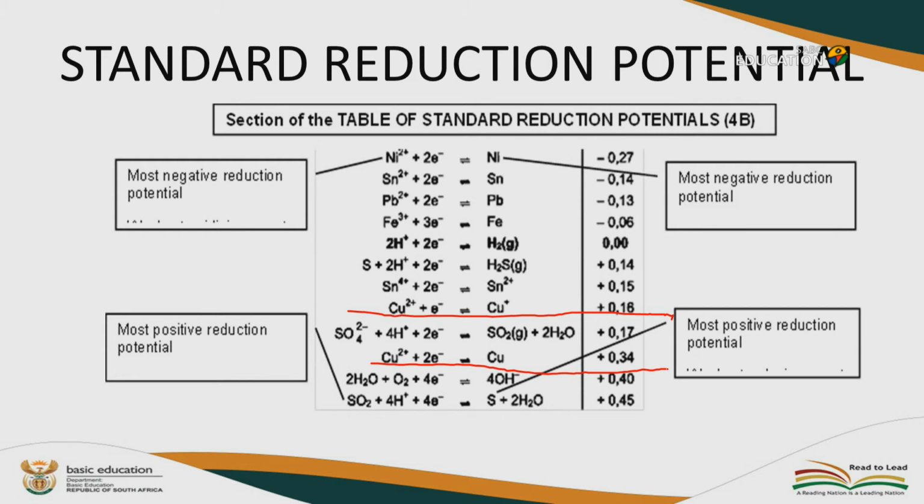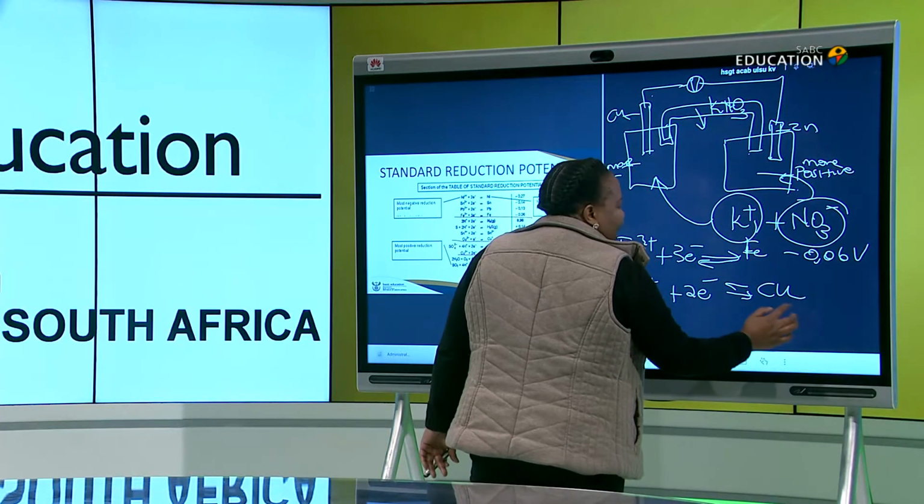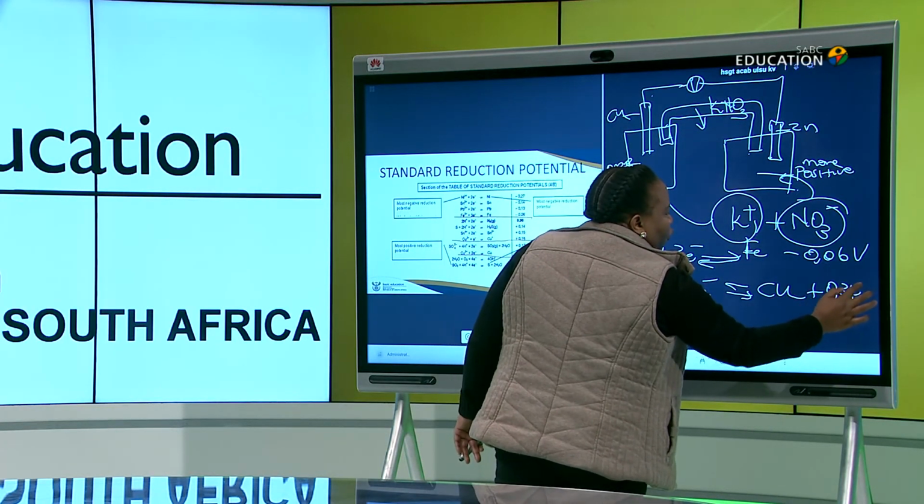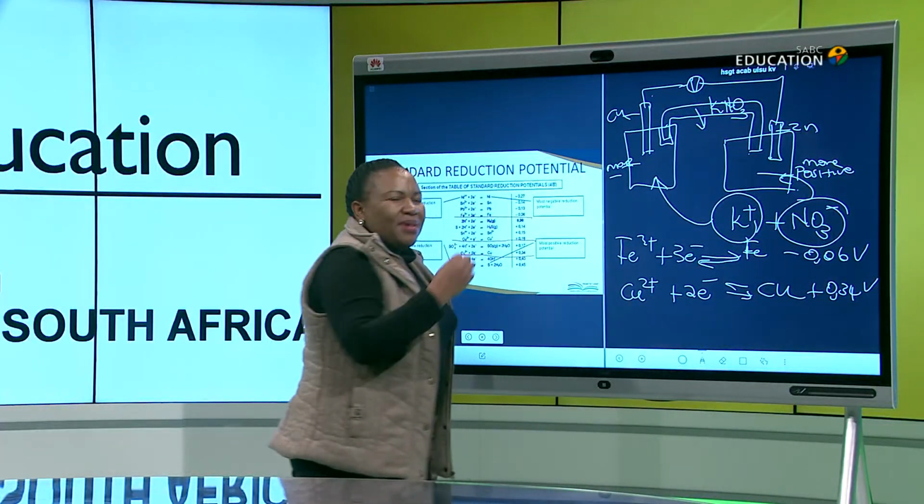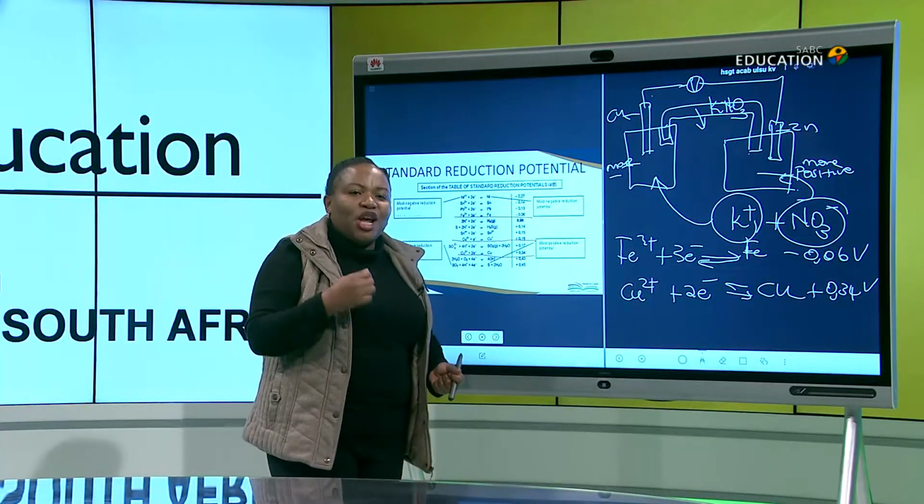So when you look at this one, when you go down, the numbers become more positive. When you go up, the numbers become more negative. The ones that are more negative as compared to the other ones are the ones that will normally undergo oxidation, and the ones that are more positive are the ones that will undergo reduction, because we have the EMF values that indicate the voltage of that specific half cell. Now, if you look at iron and copper, the value of iron is negative 0.06 volts, and copper is positive 0.34 volts. So from the two values, you can immediately determine which one will undergo oxidation and which one will undergo reduction.